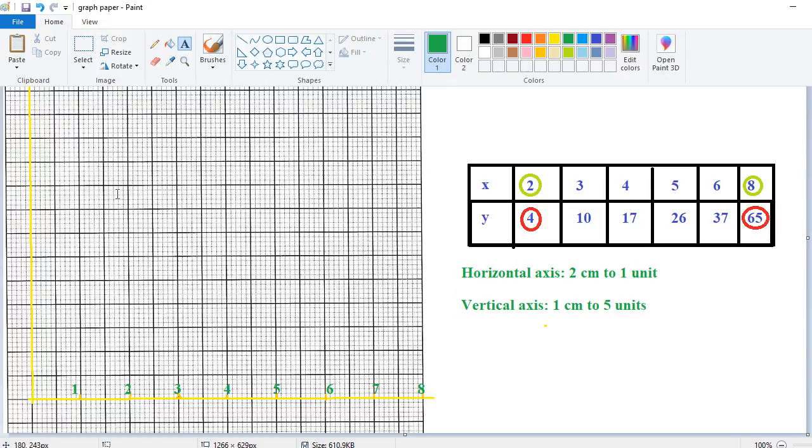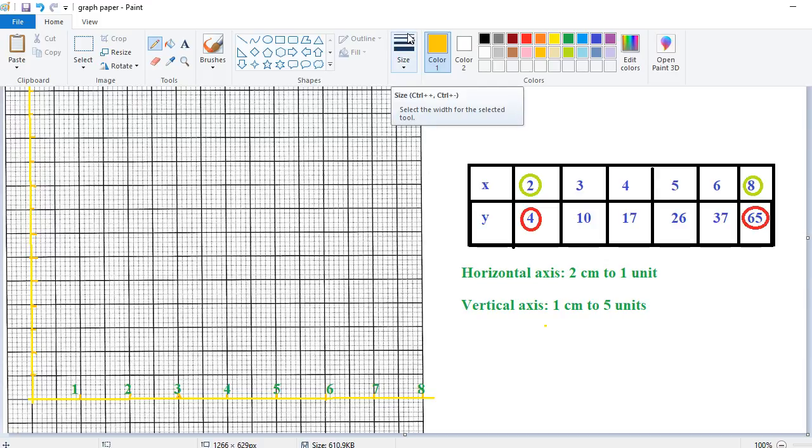Okay, so let me just mark. Each centimeter is going to represent 5 units. Now once you've selected your scale, you have to go and draw your point.